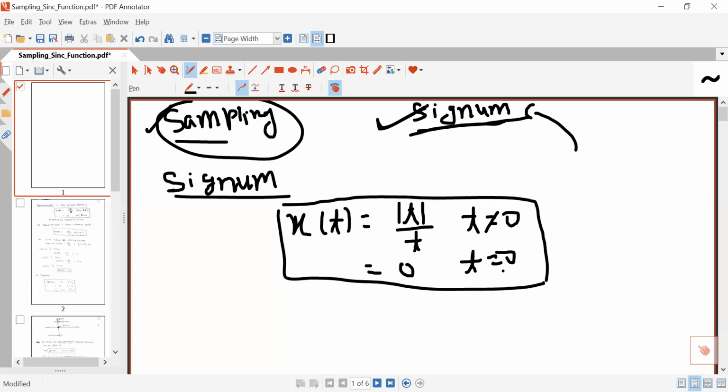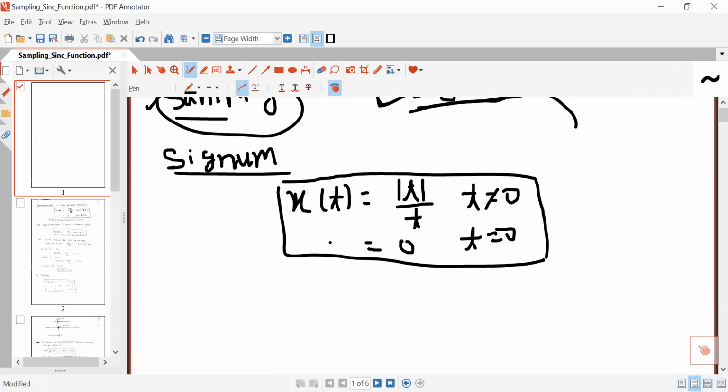Now, here t is input. You can consider t as input and x(t) as output. So you can substitute any real value of t, or you can say any real value of input. So here t is called the domain, and domain can be any real value of t. So it can be from minus infinity to plus infinity.